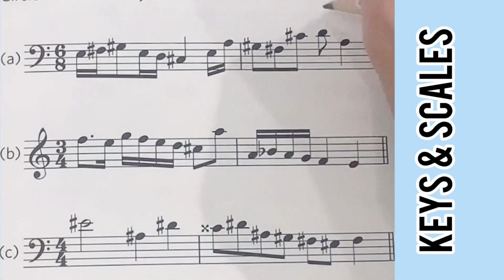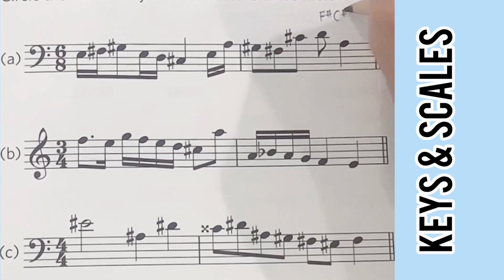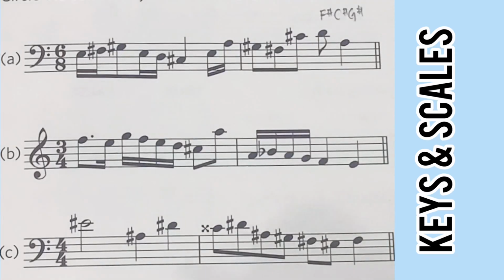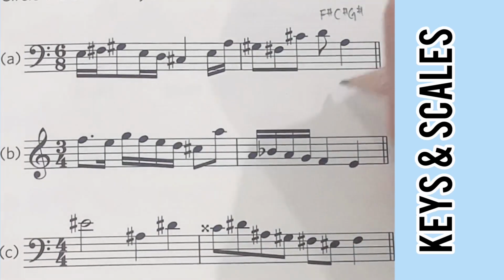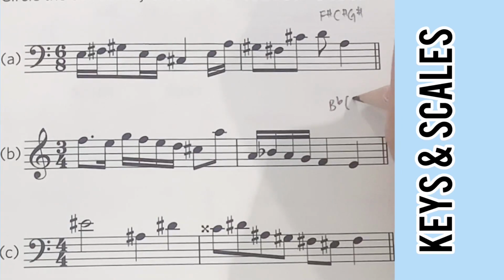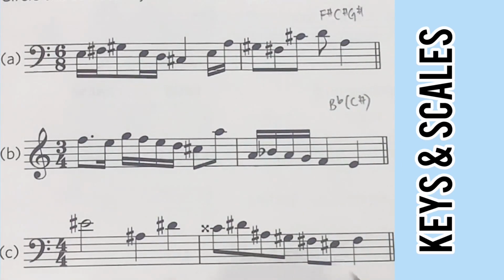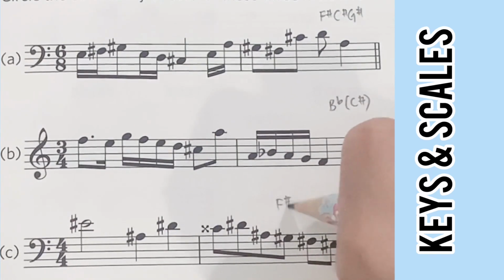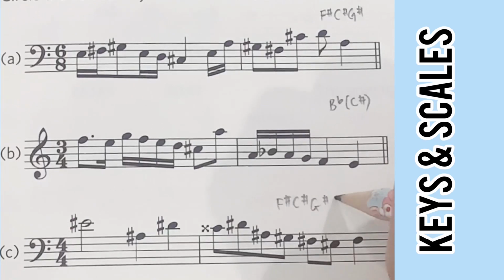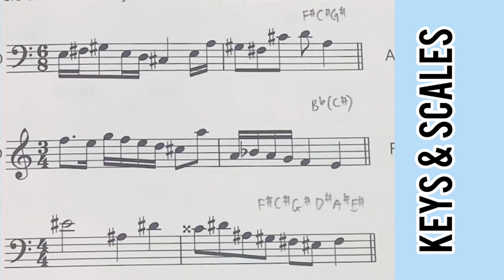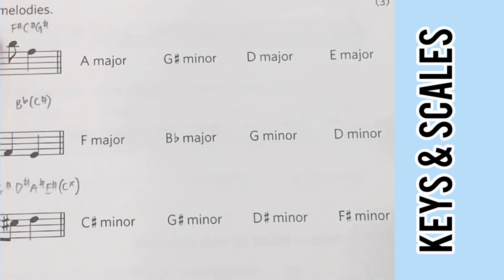For this question, let's write down the notes with the accidentals. Here we have F, C, G sharp. Next we have a sharp and a flat, so it's most probably a flat key with a raised 7th note, which is C sharp. And finally another scale in sharp. We have F, C, G, D, A, E sharp, and as you can see here, C sharp, which is most probably the 7th note of a minor key.